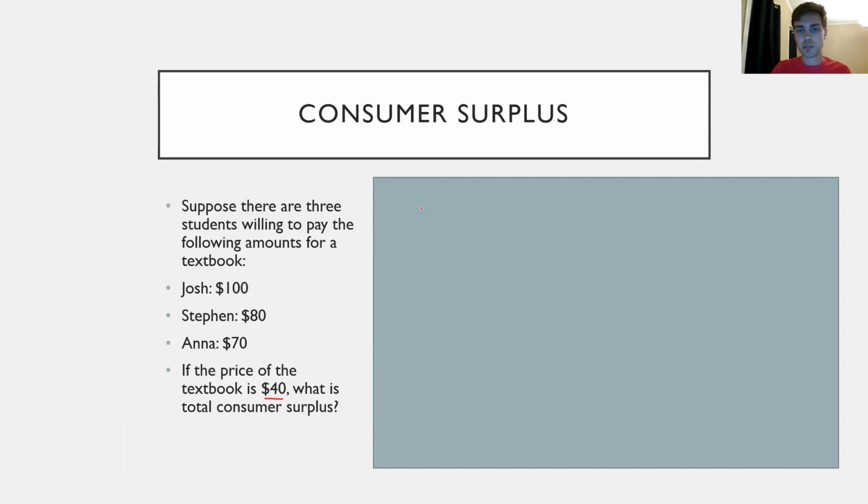So to find the consumer surplus for Josh, I need to take what he's willing to pay, which is $100, and subtract from that what he has to pay, which is 40. And so if I do that subtraction, I get 60. And so that's the consumer surplus for Josh. Now I should do this again for Stephen and Anna to get the total consumer surplus in the market.